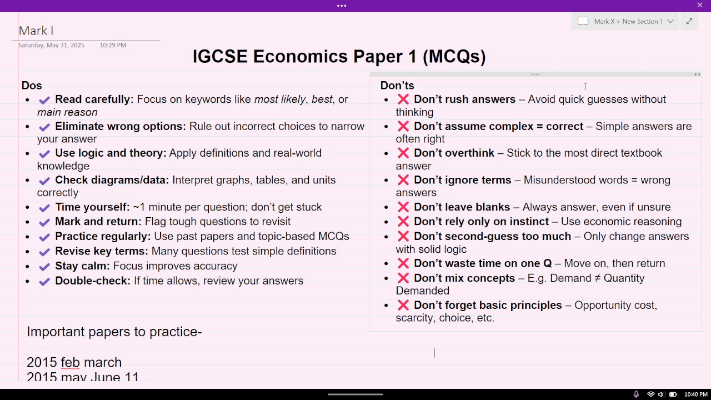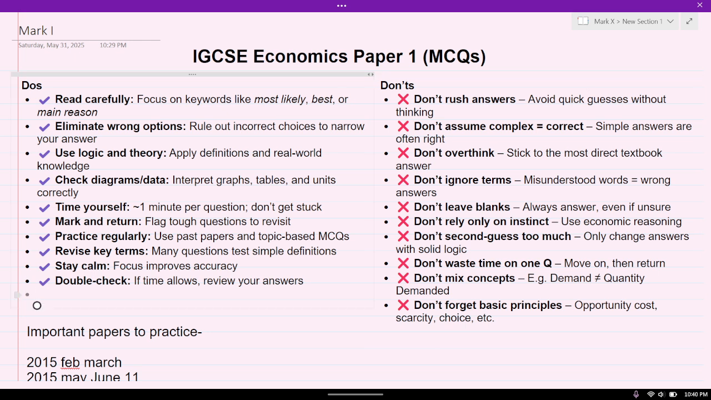It is very important that you read what the question is and what the question wants. Then you should eliminate the wrong options. Now you'll be given four options, okay, or four choices, and most of the time you'll notice that two of them are absolutely wrong because they don't make any sense. Now you'll be left with two options which make quite some sense.